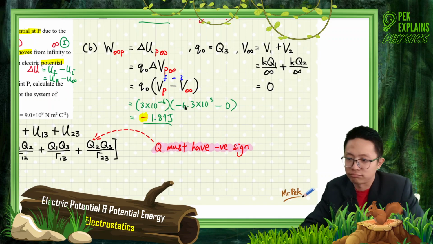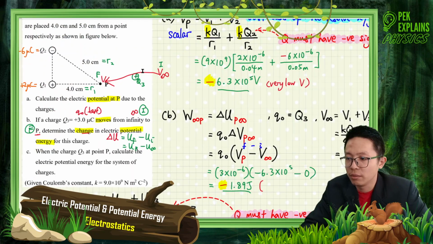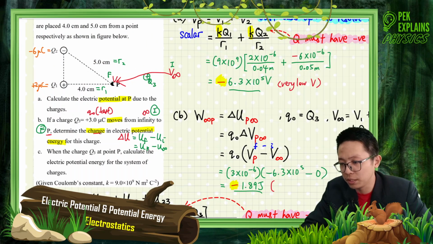Does it mean direction to the left? No. The negative sign here just means that when the test charge moves from infinity to the point P, it has lost electric potential energy. The potential energy of Q3 decreases as it moves from infinity to point P. It loses electric potential energy because the test charge is being pulled by this negative point charge.